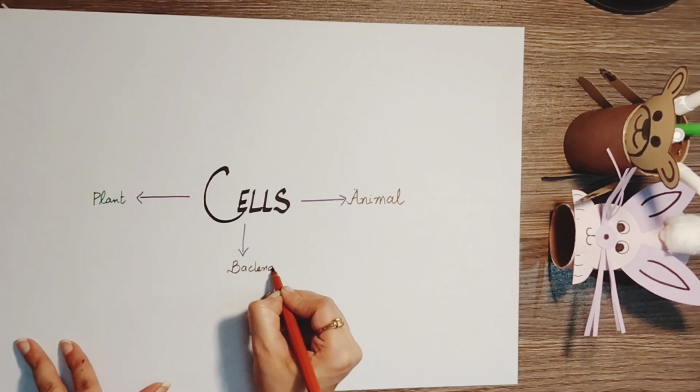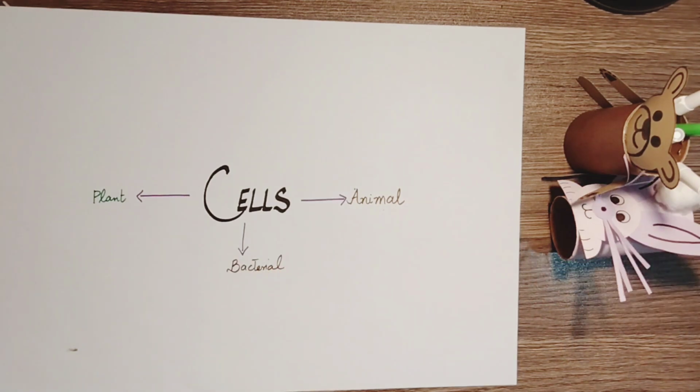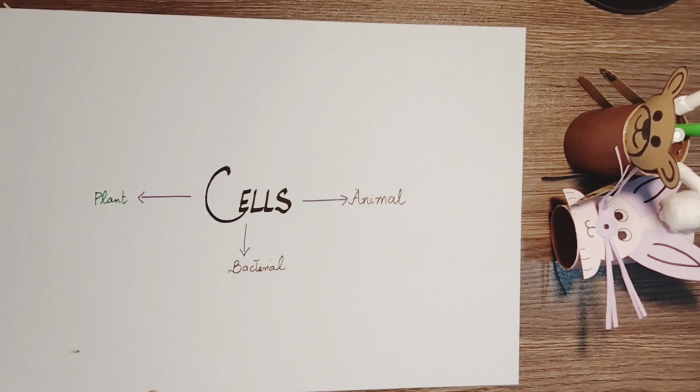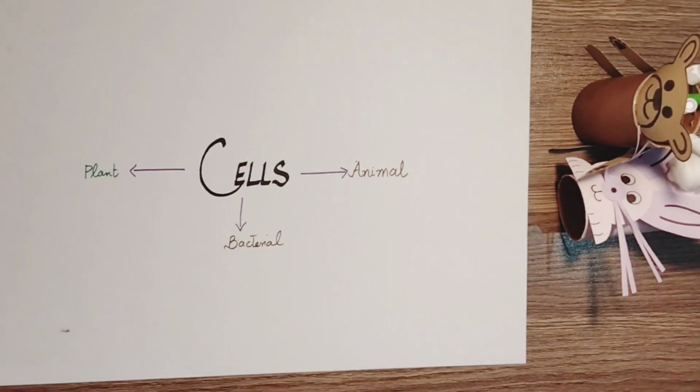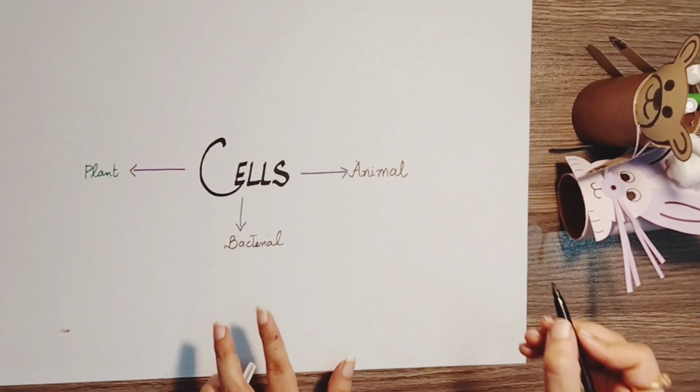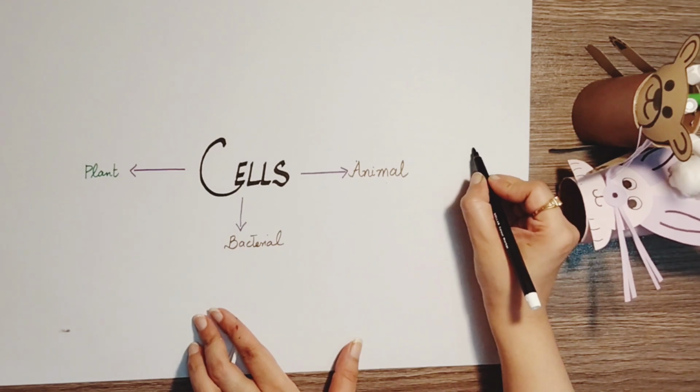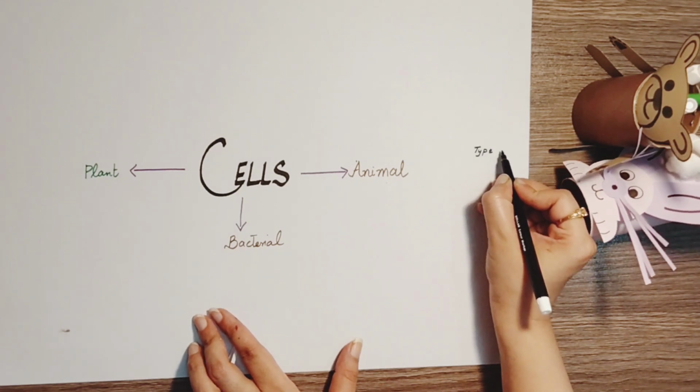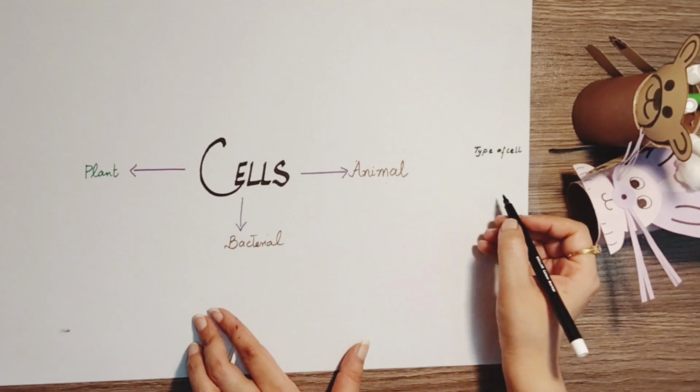So what you need to know is you need to understand how these cells are similar and how they are different. There are some organelles that are present in all of these cells and some are missing in the cells. So first of all, we are going to talk about the type of cells.